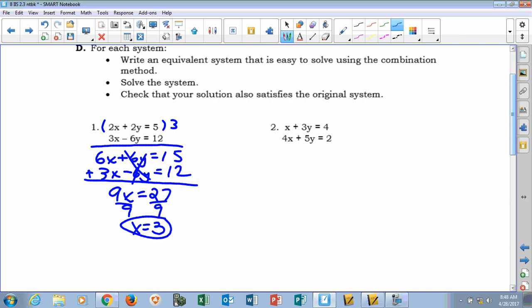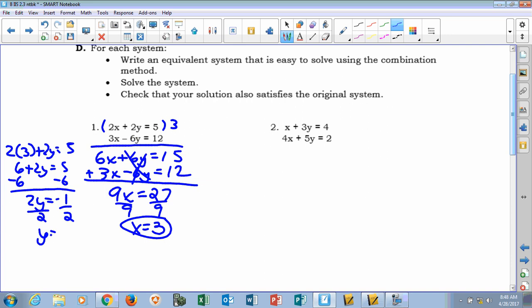Now I'm going to take that and plug it into an equation. Which equation do you want me to plug it into? The top one? So 2 times 3 plus 2y equals 5. So we have 6, and when I subtract 6, 2y equals negative 1. So I get y equals negative 1/2, which is also negative 0.5. Now we just plug it into the second equation, and if it checks, we're good to go.